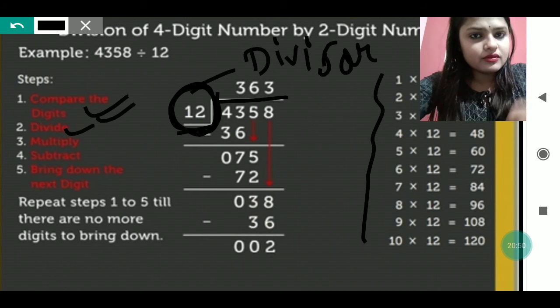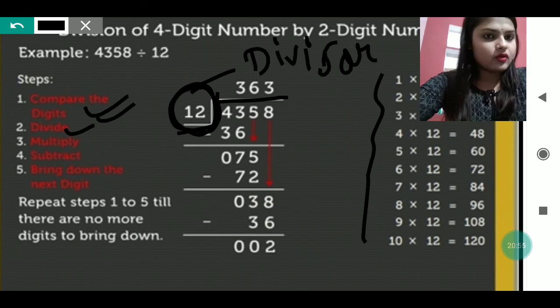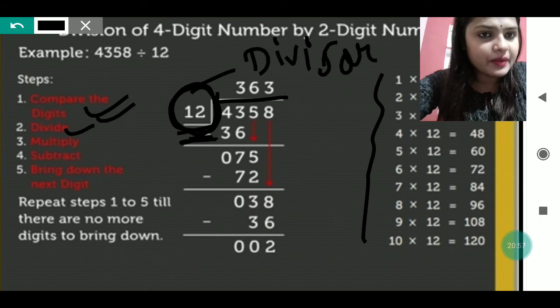After that, the next step is to divide. After dividing that, we will subtract. The sign of subtraction is given, you can see.